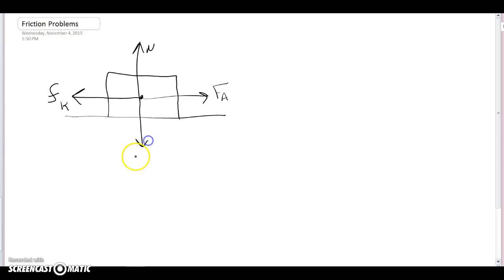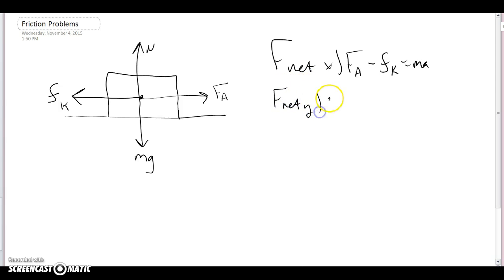Normal force, weight. After you draw your force diagram, F net x, so we're going to get F_A minus kinetic friction equals ma. In the y direction, N minus mg equals 0. Since we're moving at a constant velocity, a is equal to 0. So that's going to equal 0.